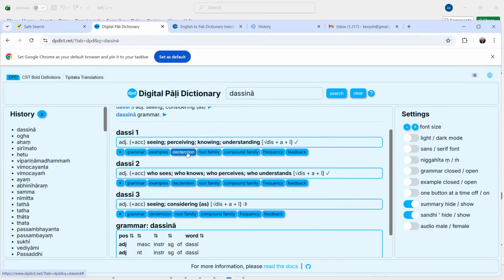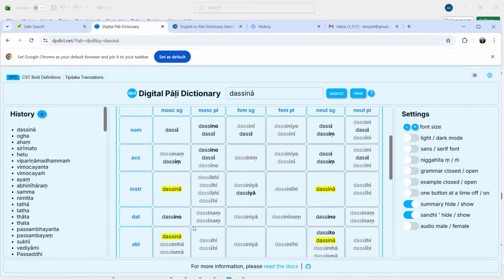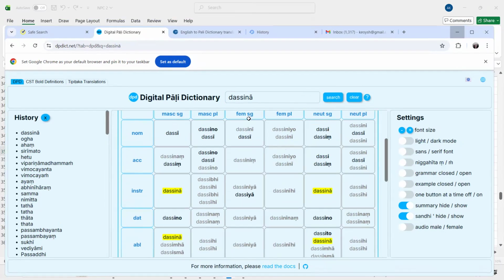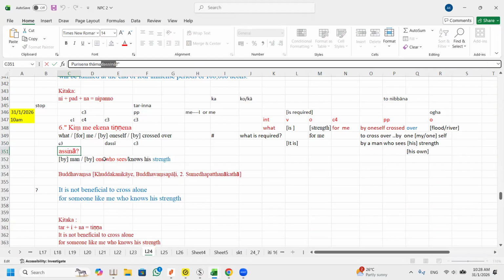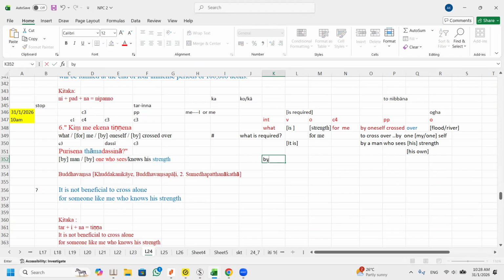So now you do your declension. After the declension, you look at dasina: it is instrumental, by or from. So it is definitely by. In this case, you say by a man. In this case, the word is by, not the second. Then here you put who sees his strength.